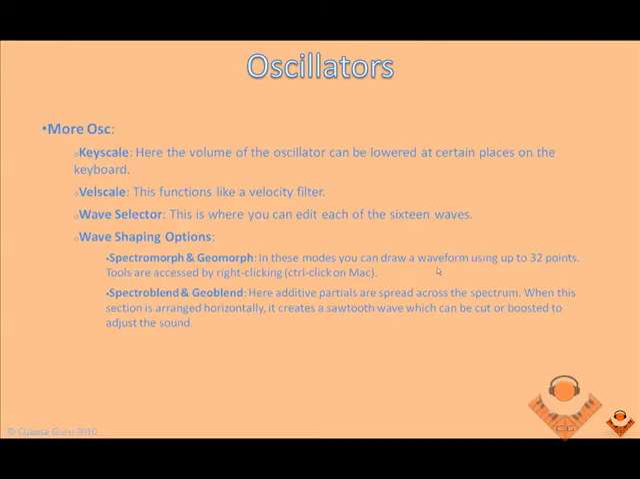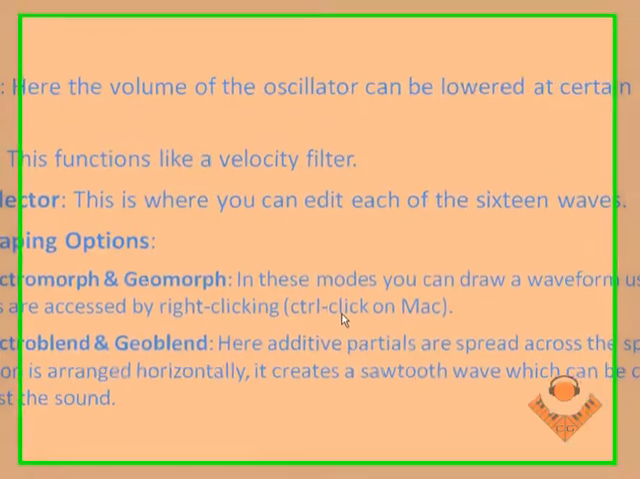In these modes you can draw a waveform using up to 32 points. Tools are accessed by right-clicking. That's exactly what I just showed you by drawing in the points, and right-click in the main section to get the tools. Spectral Blend and GeoBlend is a bit different. You've got additive partials. Now, if you don't know what additive partials are, it's to do with additive synthesis really. What it is, it breaks up the spectrum into X amount of points and allows you to control each individual point. Now, I'll show you that.